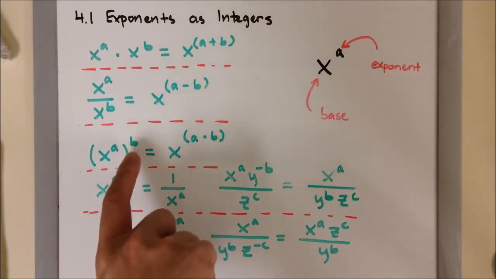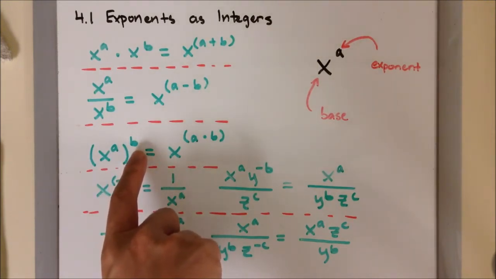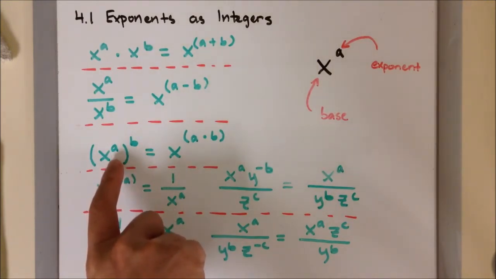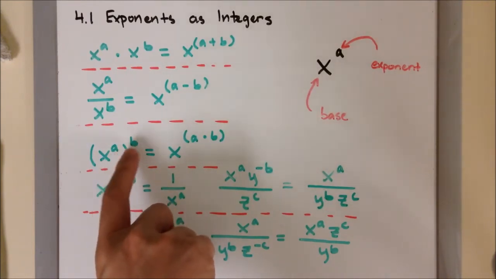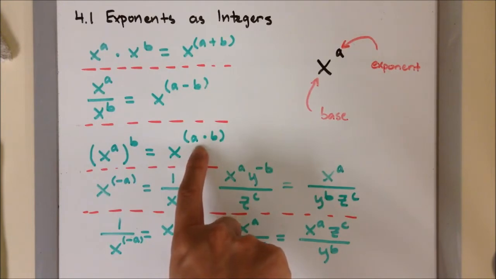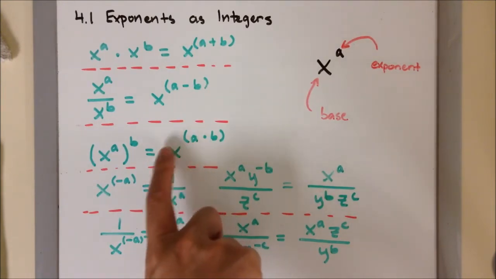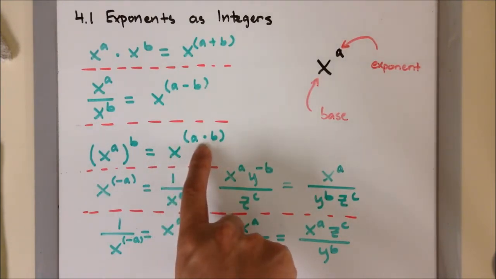It's when you have an exponent on the outside of the parenthesis and an exponent on the inside of the parenthesis. So you're going to distribute, or you're simply going to multiply the exponents together. You're not doing anything to the base, just simply multiplying the exponents together.